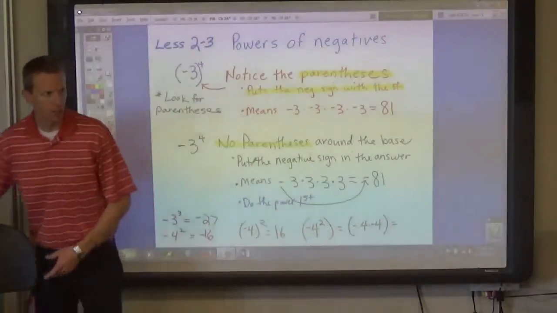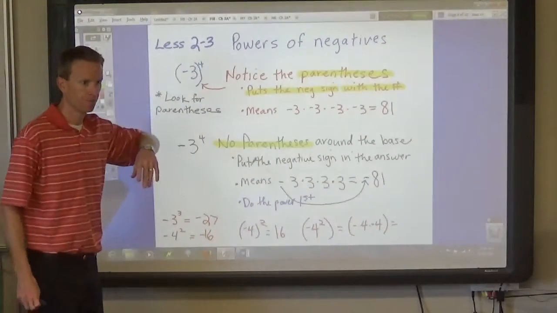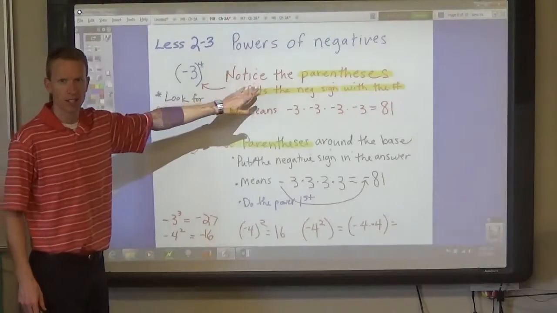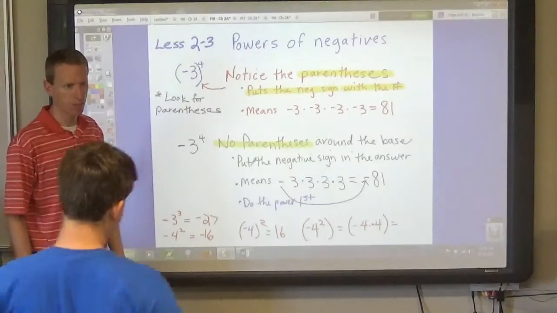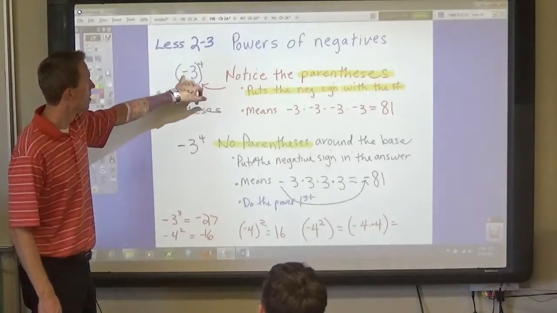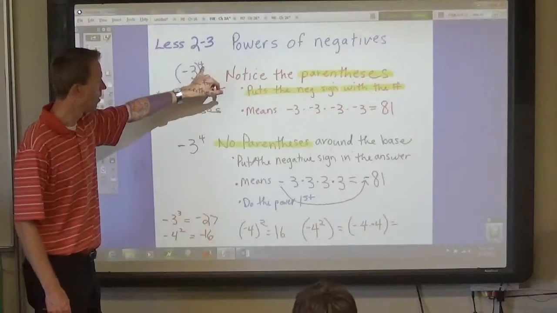The second part of lesson 2-3 covers powers of negatives. And the main concept here is identifying when it has parentheses. Okay? Look at this one. In parentheses, you have -3 to the 4th power.